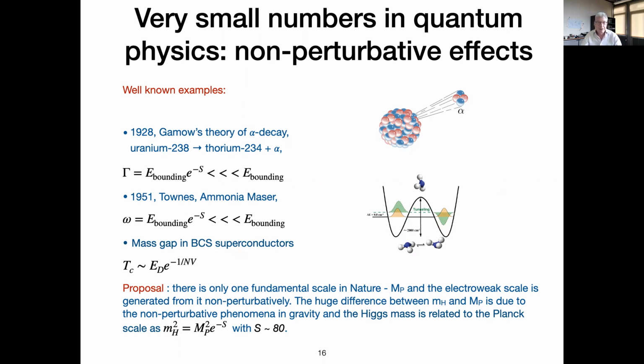Yet another example is the mass gap in BCS superconductors, where the critical temperature is exponentially small in comparison with the Debye screening which takes place in these superconductors. So all these examples perhaps are telling us that there may be just one fundamental scale in nature, the Planck scale, and that the electroweak scale is generated from it non-perturbatively.